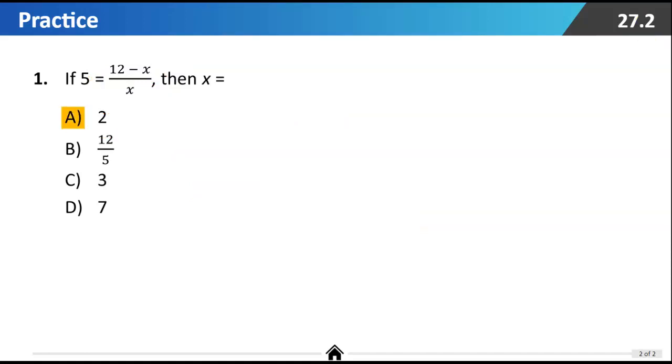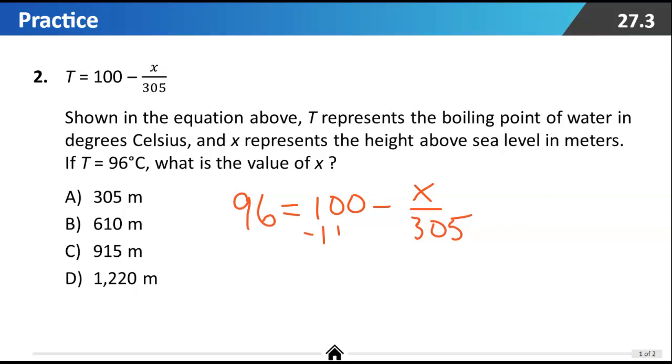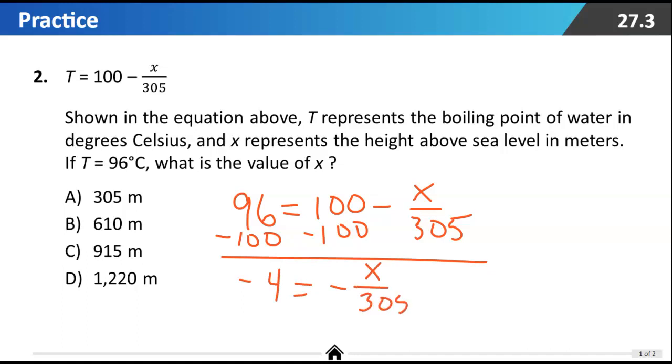As we look at the next one, we're having to solve for an unknown variable. Here it's telling us that t equals 96. So in this problem, we're going to say 96 is equal to 100 minus x divided by 305. Because this 100 is just sitting there, we're going to subtract it from both sides. 96 minus 100 is a negative 4 equals negative x divided by 305.